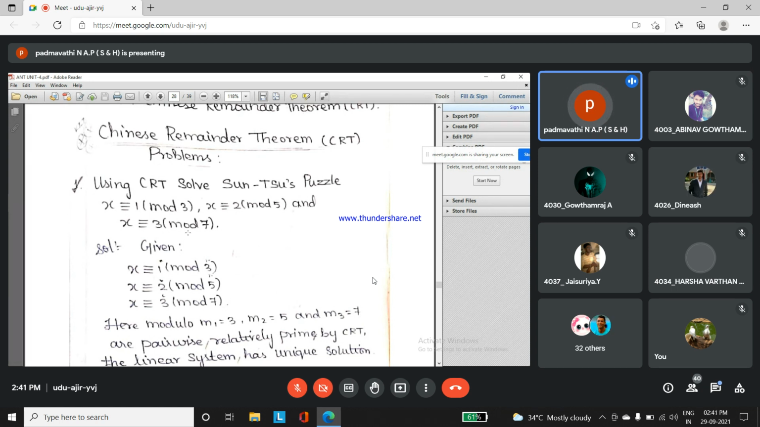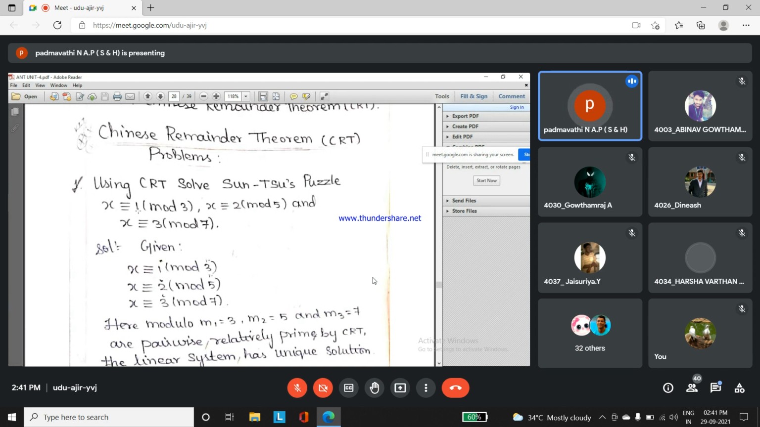Now we know the statement of the Chinese remainder theorem: X is congruent to A1 mod M1, then next row, X is congruent to A2 mod M2, then X is congruent to A3 mod M3, and so on, X is congruent to AK mod MK. This is the Chinese remainder theorem, the statement of the theorem. Now here, using the Chinese remainder theorem, solve the puzzle. X is congruent to 1 mod 3.